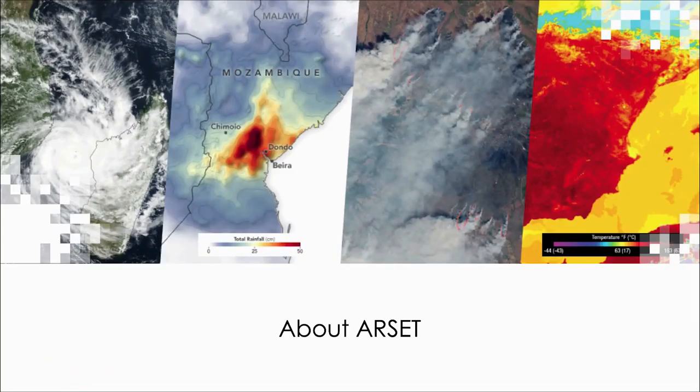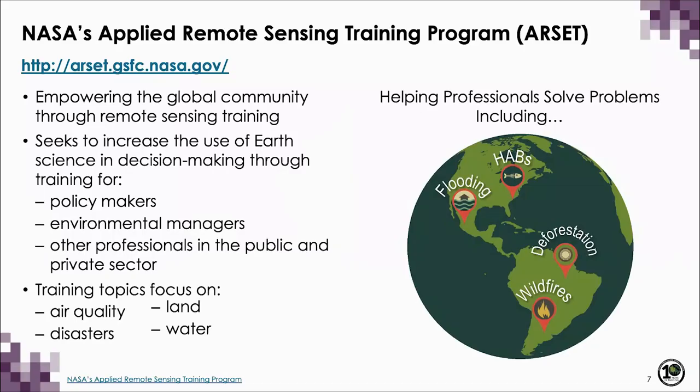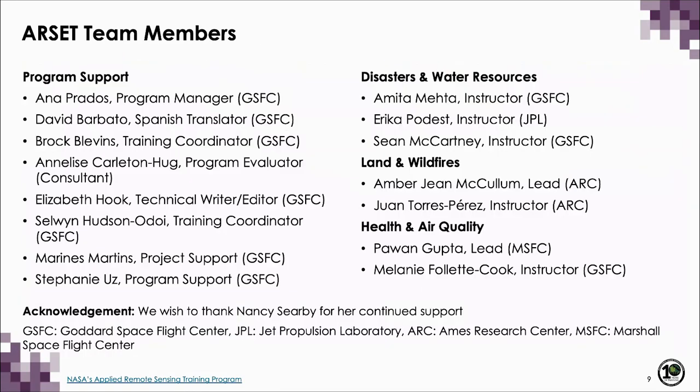To start with, we'll have an introduction to ARSET. ARSET is set up to empower the global community through remote sensing trainings, and it seeks to increase the use of earth science in decision making through training for policymakers, environmental managers, and other professionals in these themes: air quality, disasters, land and water, as shown here. These are the themes. And we have a team. We have instructors located at several NASA centers as listed here, and we have a support group that helps us plan the training.